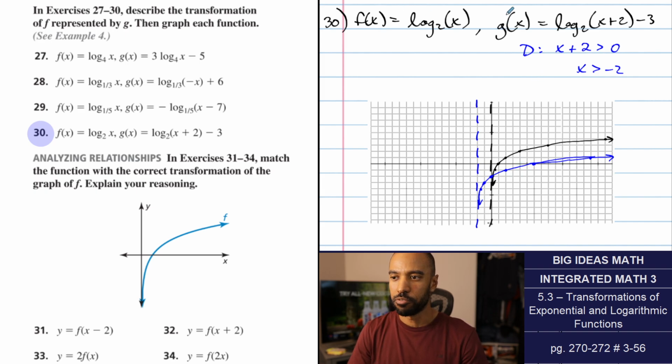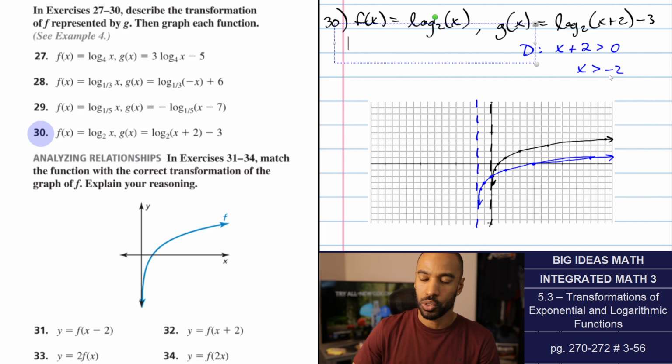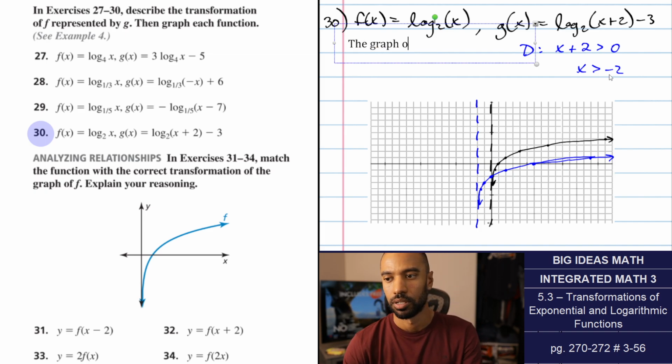Okay, the graph of G is what compared to F? A translation 2 units left and 3 units down.